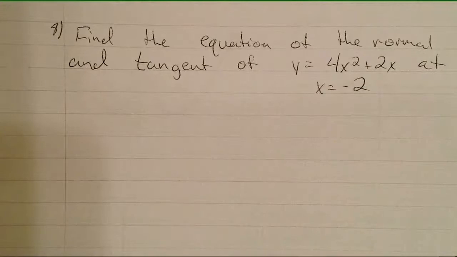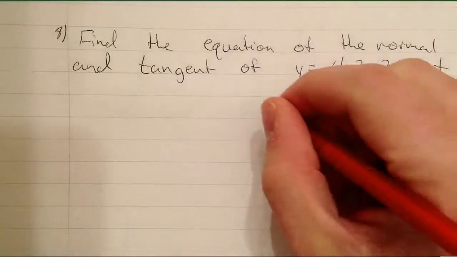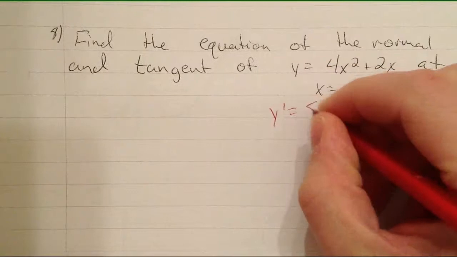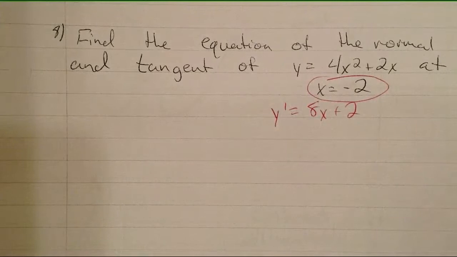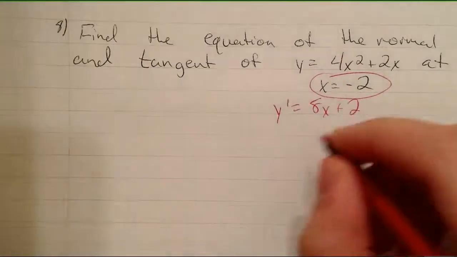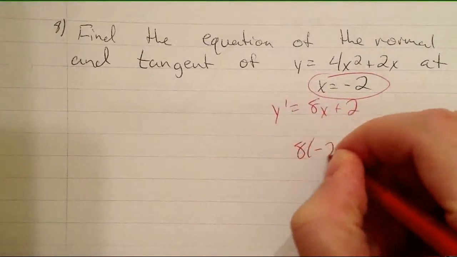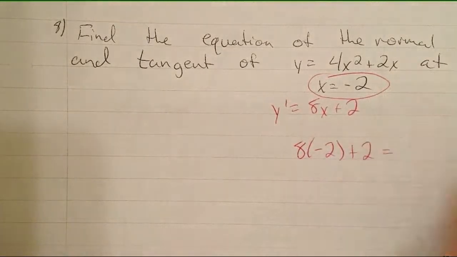Next, find the equation of the normal and tangent of y equals 4x squared plus 2x at x equals negative 2. Okay. First we have to find y prime. Y prime is going to be 8x plus 2. Then we're going to plug this negative 2 in for it, because that will give us our slope of our tangent at that point. Okay? So you go 8 times negative 2 plus 2 is negative 14 is our slope of tangent.